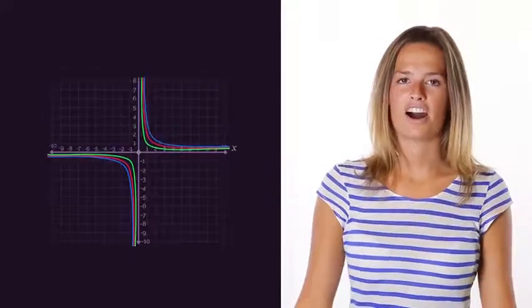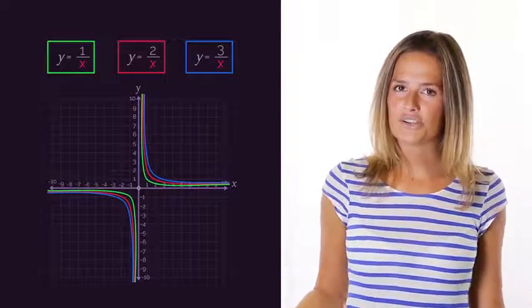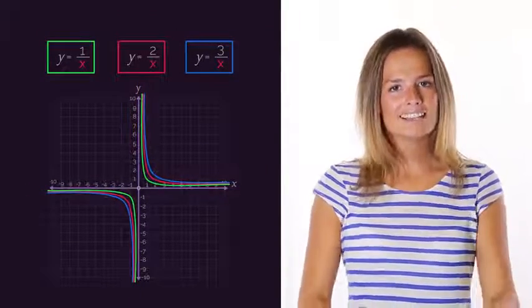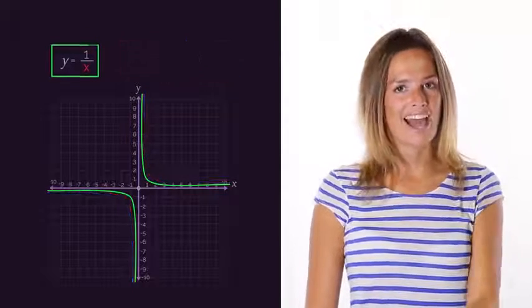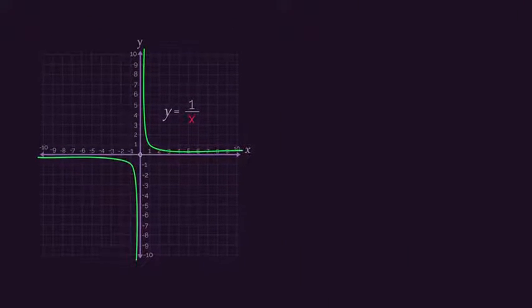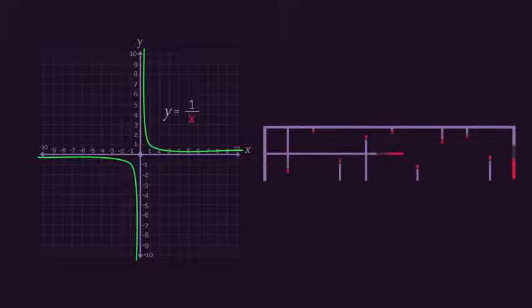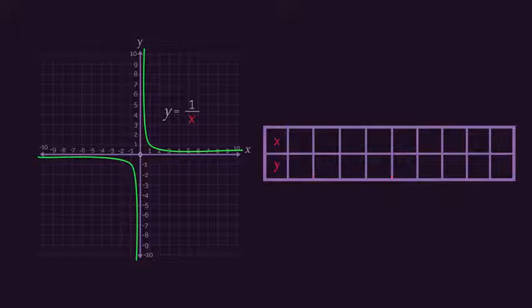So going back to the graphs, why do they split into two separate parts? Let's have a look at y equals 1 over x in more detail. So we have our table of values, and if we substitute in these x values into y equals 1 over x, we get these values.